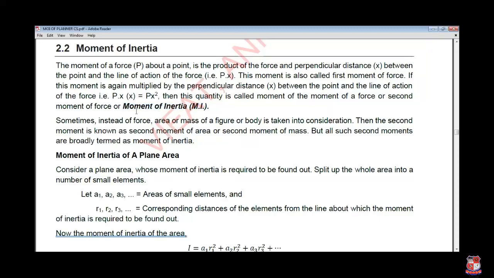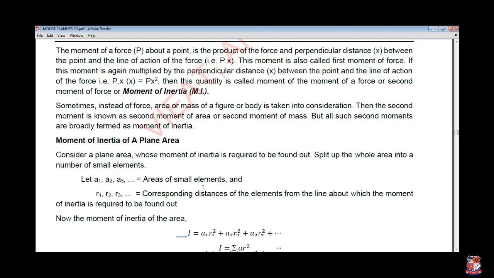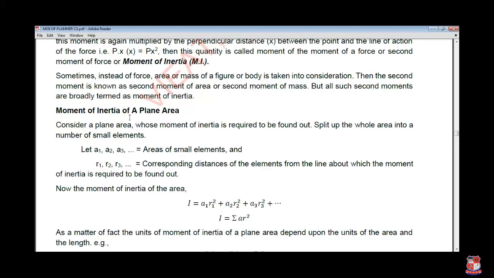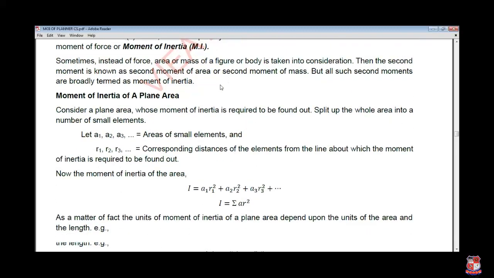Sometimes instead of a force, area or mass of a figure or body is taken into consideration. Then the second moment is known as a moment of area or second moment of mass. But such second moments are called moment of inertia. So, moment of inertia of a plane area.